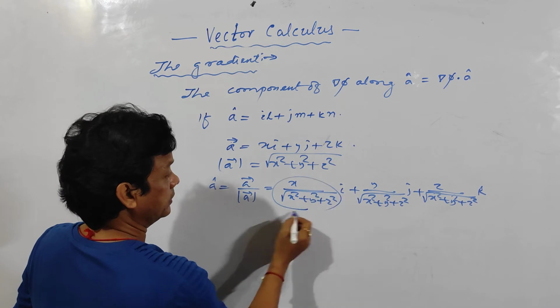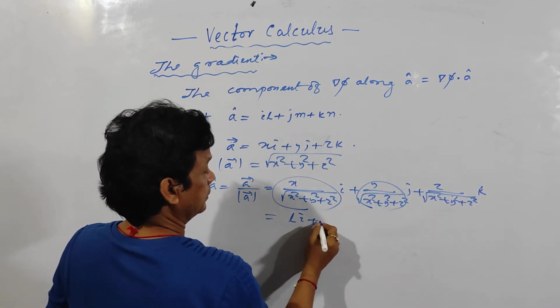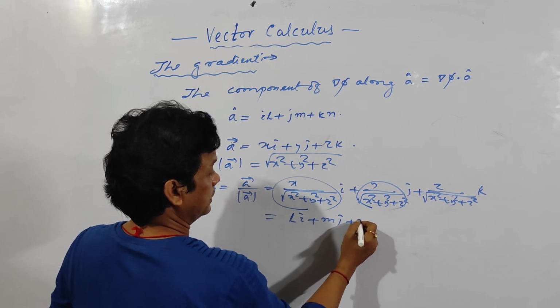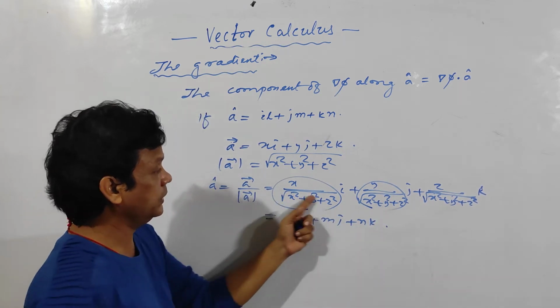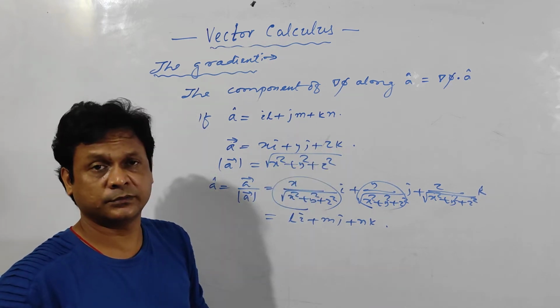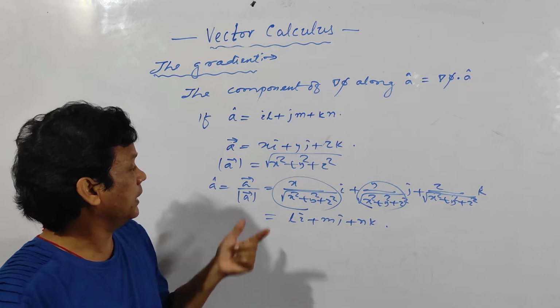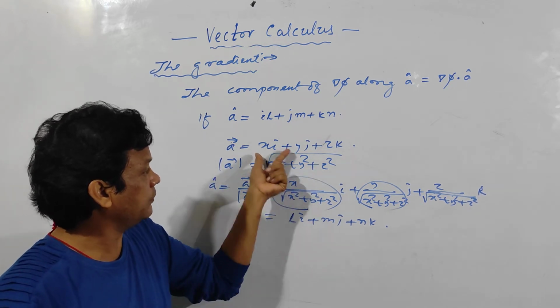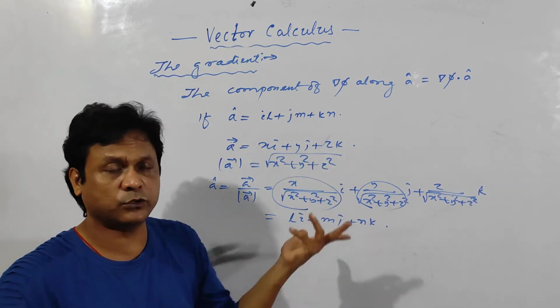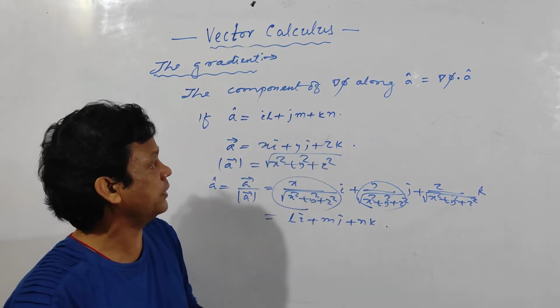And this one is direction cosines, which is L into I cap, this one M into J cap plus N into K cap. These are the DCs, these three. Here X, Y, Z are the DRs. X, Y, Z are the direction ratios of A vector. And this is the magnitude. And if you divide X, Y, Z by the magnitude, this will become direction cosines. So I have written this one, L into I cap plus M into J cap plus N into K cap.